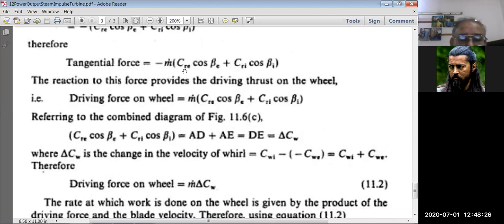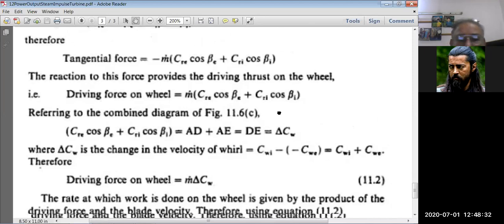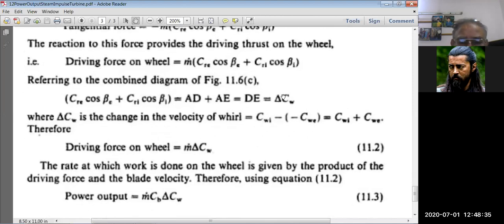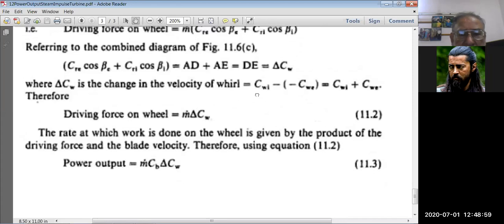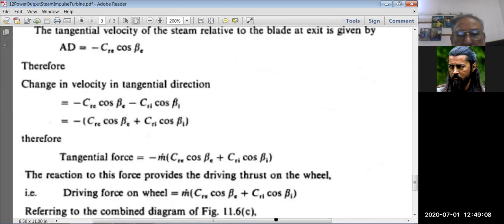So the tangential force exerted on the steam is this one, and it has its minus sign. But the force exerted on the wheel is equal and opposite. This is Newton's third law of motion: for any force acting on a surface, there is an equal and opposite reaction force. This is why the minus sign will go, and we will write plus m dot CRE cos beta E plus CRI cos beta I. Referring to the combined diagram of the above velocity triangle, we can say that AD plus A is equal to D, and this is delta CW, which I told you in the beginning.